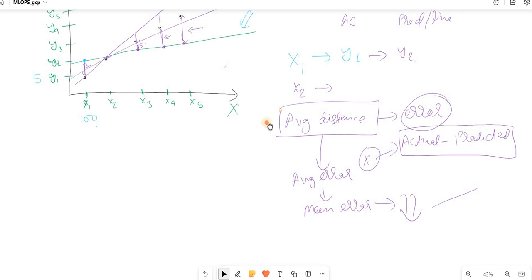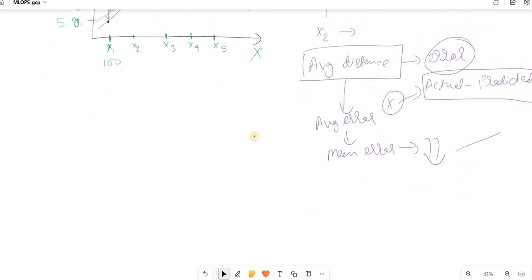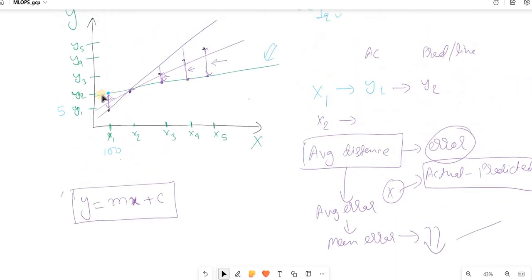Okay, so now we need to understand one equation of the line. The equation of the straight line is y equals mx plus c. This is the equation of a straight line. So let's suppose this is a line. Whenever we build a line, we need these terms: m, c, and x.